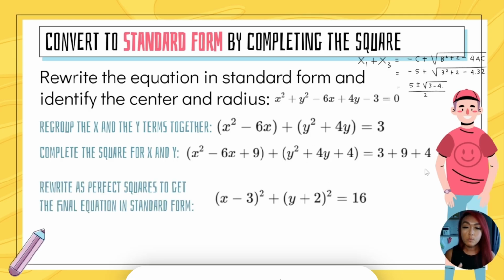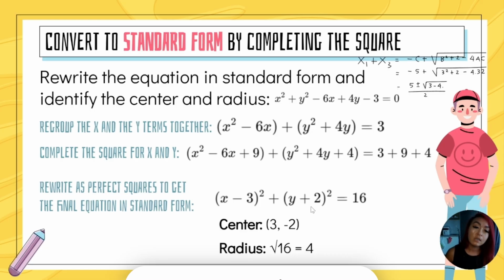Now we'll rewrite this as perfect squares to get the final equation in standard form, right? So we get (x - 3)² + (y + 2)² = 16. That's just the next step in completing the square. So now we can identify the center as (3, -2), and our radius is the square root of 16, which is 4.